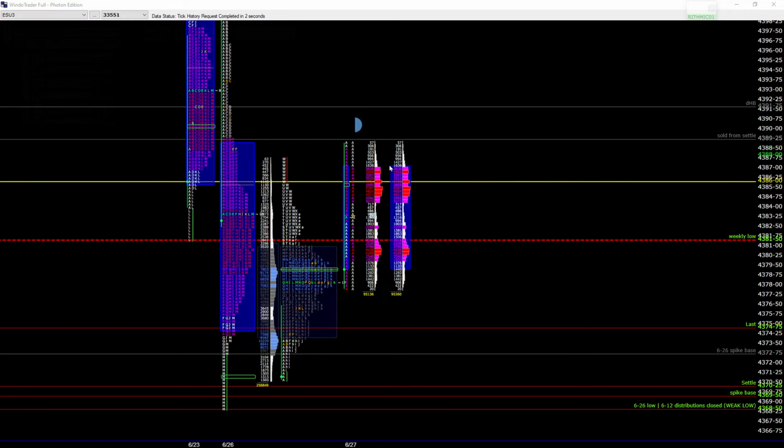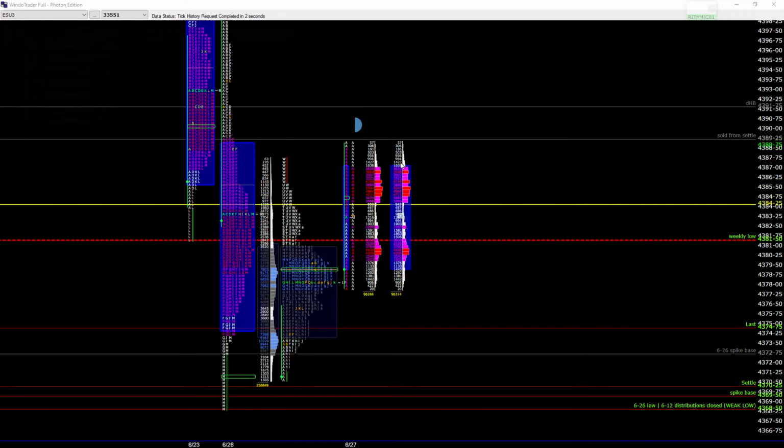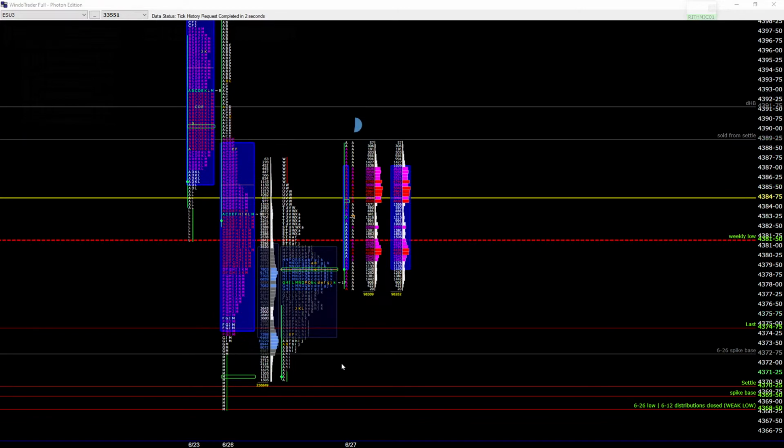Taper on the upper side. Taper on the upper side. Volume, buyers just dry up here. Okay, so the overnight high has been taken out.